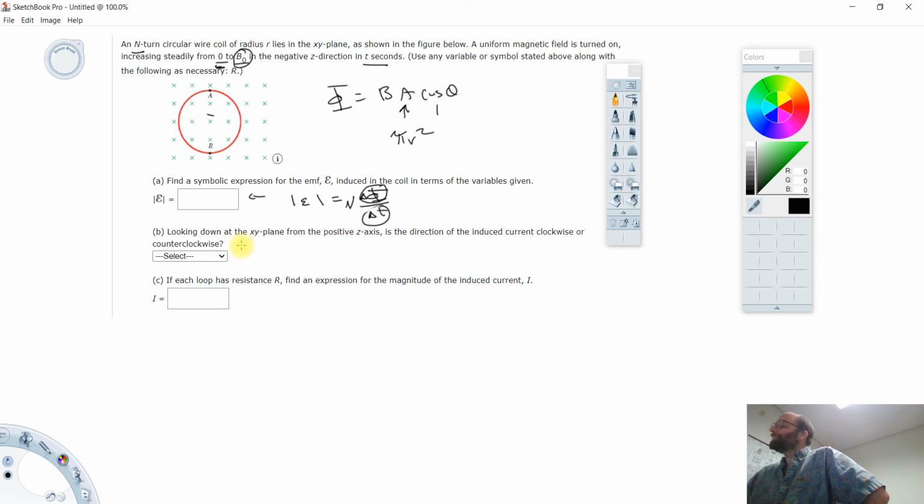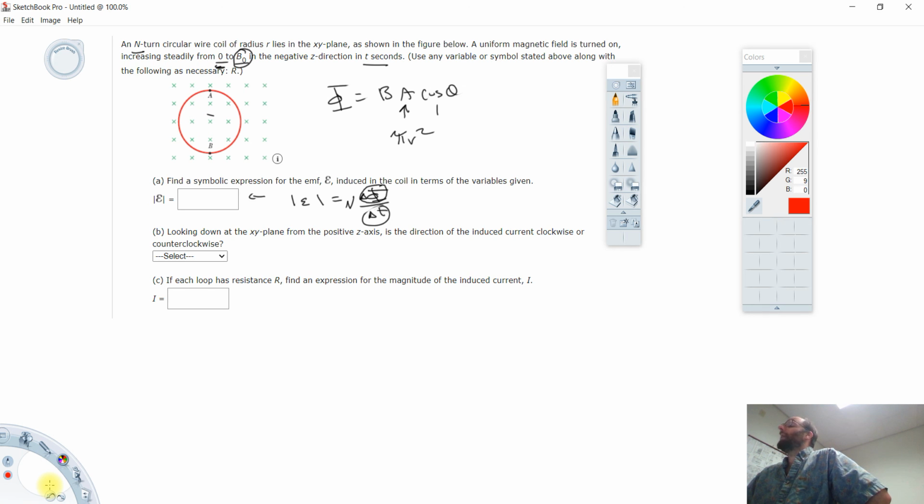Okay, part B, looking down at the xy plane, is the direction of the induced current clockwise or counterclockwise? So that's a Lenz's law question. Remember, nature hates a change in flux. The induced EMF will always be such that it will oppose the change. The magnetic field vectors are in the minus k direction in this picture, and they are getting stronger.